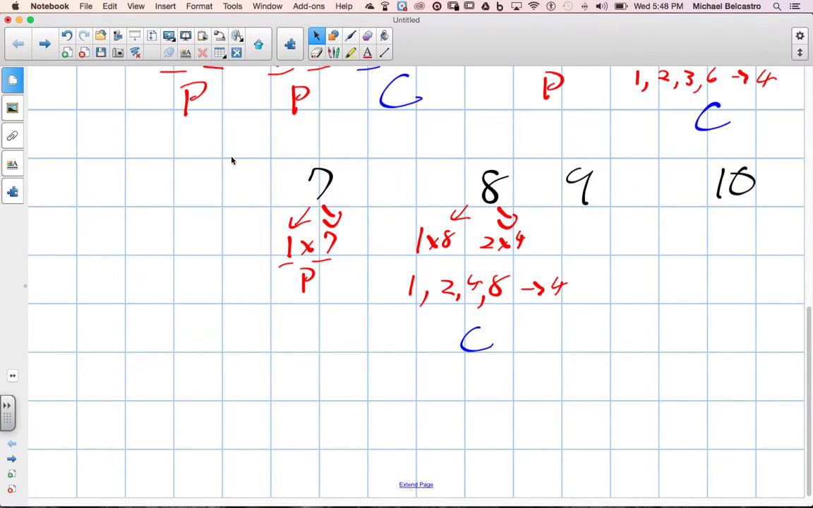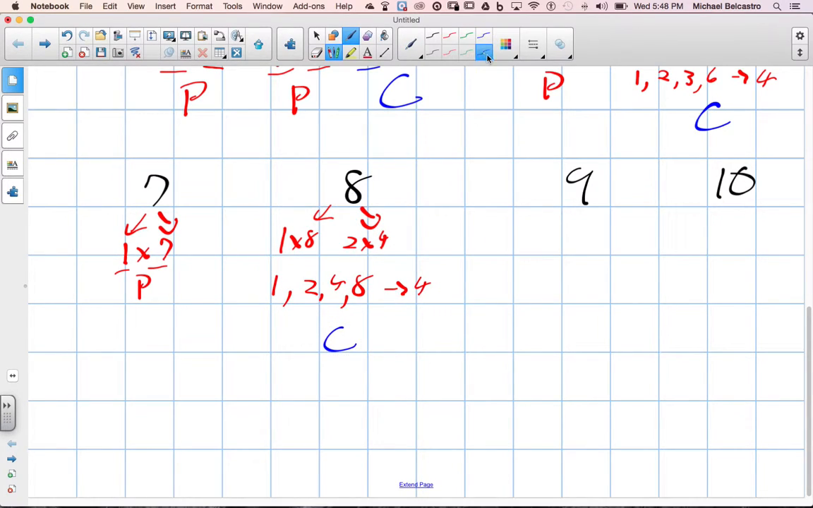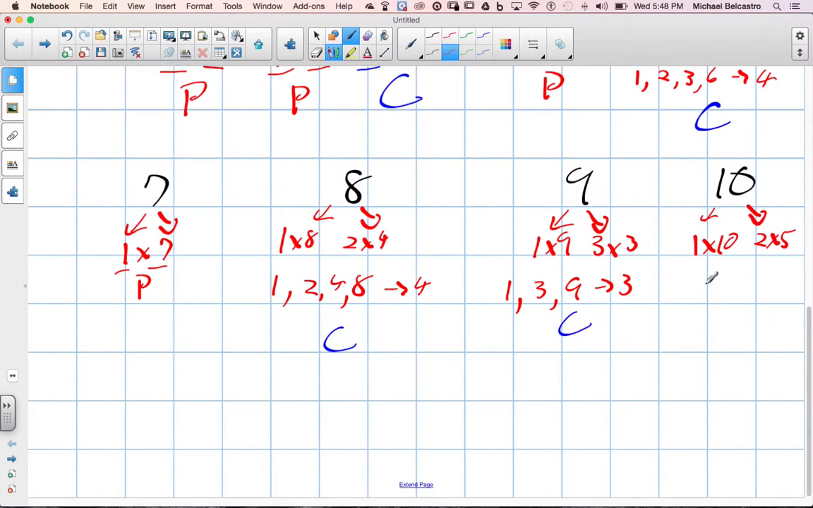Let's make some room again. What about the next number, 9? There's 1 times 9, and 3 times 3. So 9 only has 3 factors, because we've written 3 twice, right? It's 3 factors, but is that a prime number then? No. It's composite. And then number 10: 1 times 10, 2 times 5. The factors are 1, 2, 5, and 10. That's a composite.